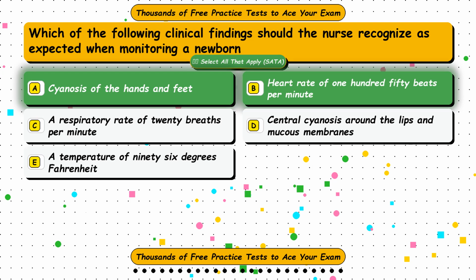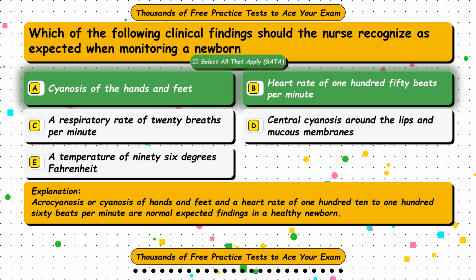The correct answers are options A and B, cyanosis of the hands and feet, heart rate of 150 beats per minute. Acrocyanosis, or cyanosis of hands and feet, and a heart rate of 110 to 160 beats per minute are normal expected findings in a healthy newborn.